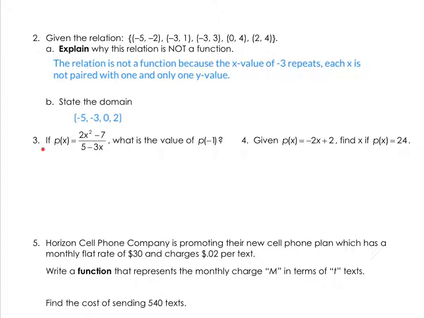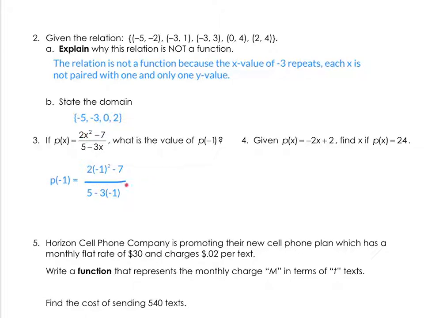Okay, the next one, if p of x equals (2x squared minus 7) divided by (4 minus 3x), what is the value of p of negative 1? Well, remember it used to be p of x, now it's p of negative 1. That means negative 1 is in place of x. So I'm just going to substitute it in everywhere I see an x using parentheses. So first what I did was just rewrite it, substituting in. Everywhere I saw an x, I plugged in a negative 1.